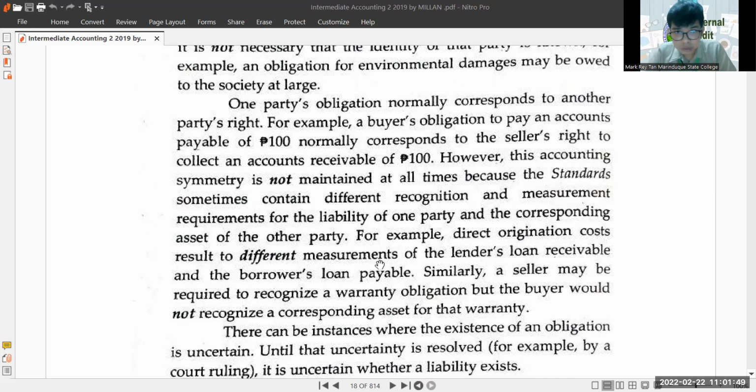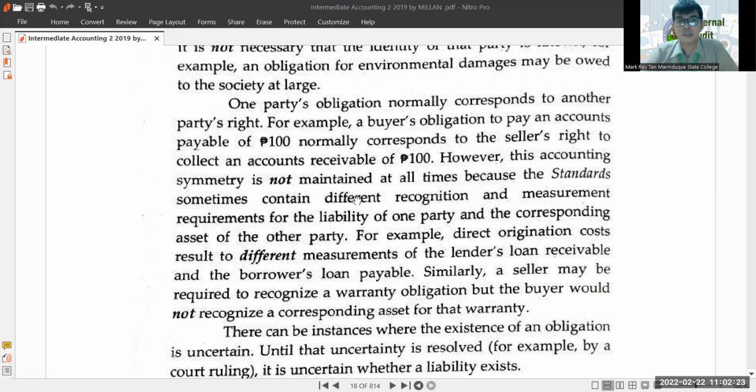Hindi, may note pala ako dito. Ito. Sige, tuloy ko to. However, this accounting symmetry, ulitin natin ang sabi kasi daw, one party's obligation normally corresponds to another party's right. So, if there's an obligation, dun sa other end, meron namang right. Okay? Pero ang sabi, this accounting symmetry is not maintained at all times. Kumbaga, that is not an absolute scenario.